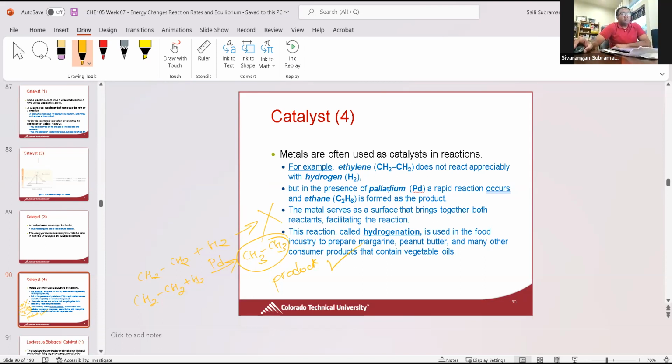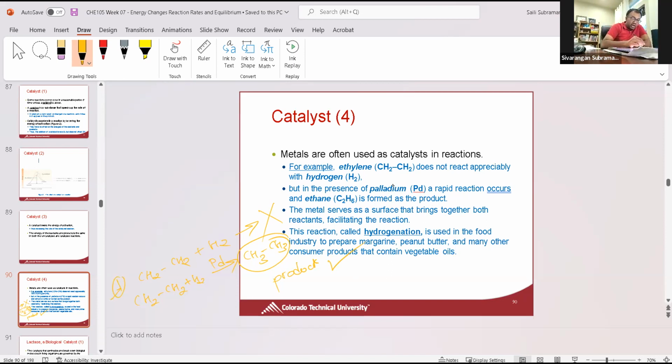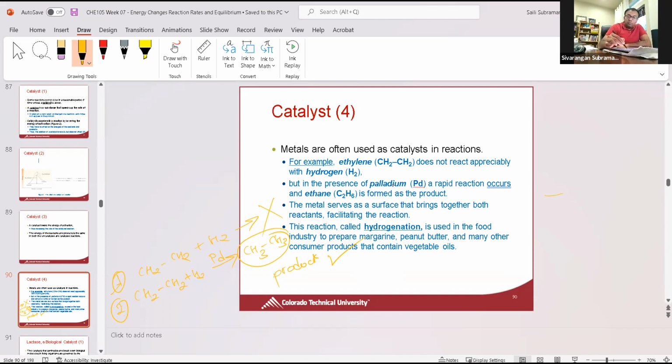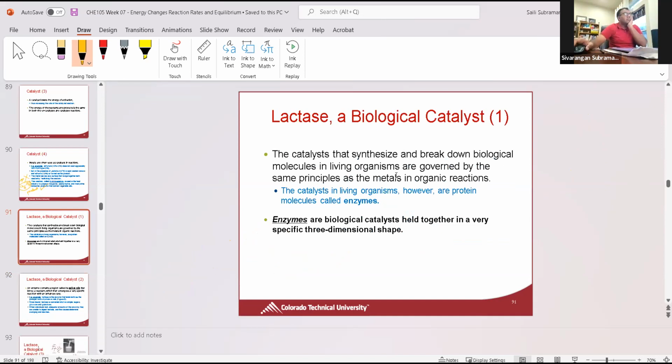So the reaction without the catalyst would look something like this. But when you add the catalyst, it would look something like this. So you're basically dropping the energy of activation, and the palladium does not get consumed in the reaction. The palladium stays as it is. All the catalyst does is facilitate or accelerate that reaction by lowering the energy of activation.